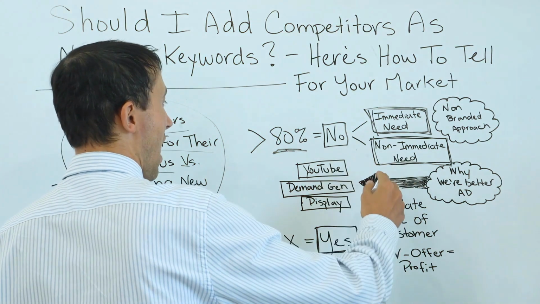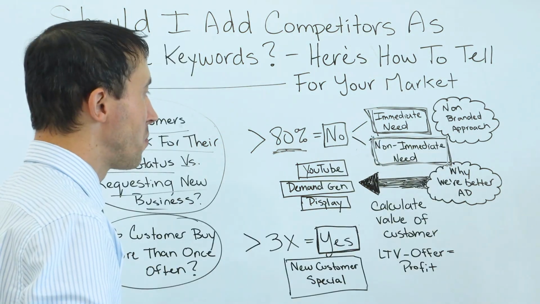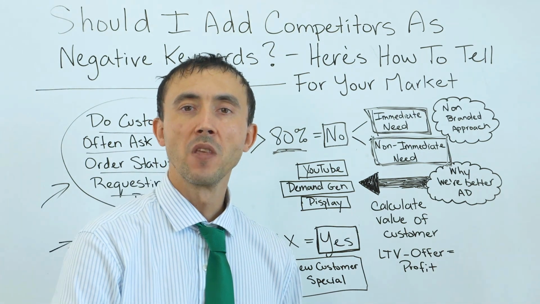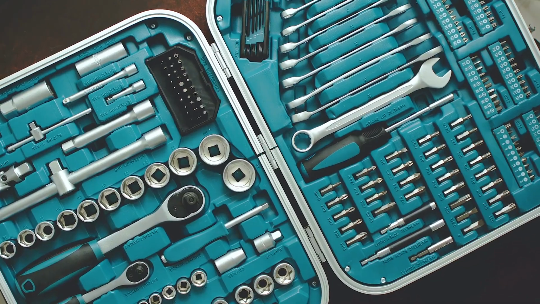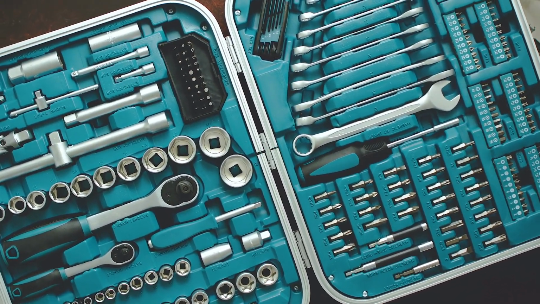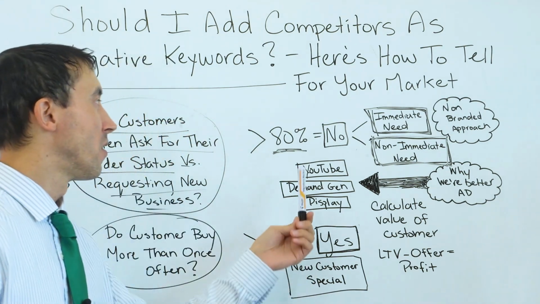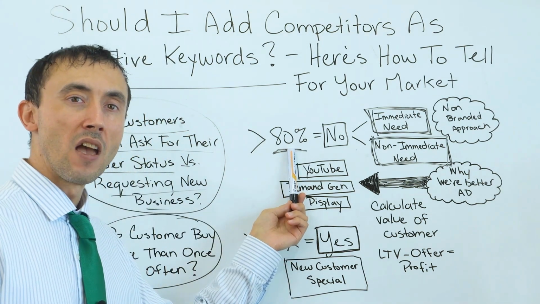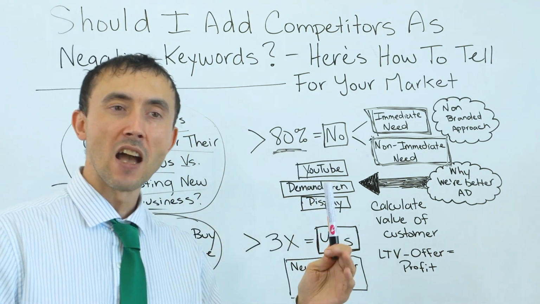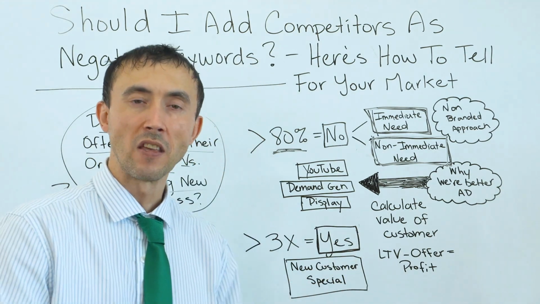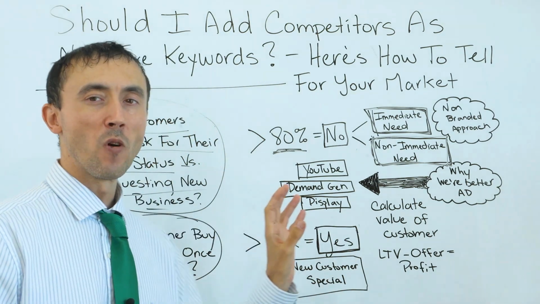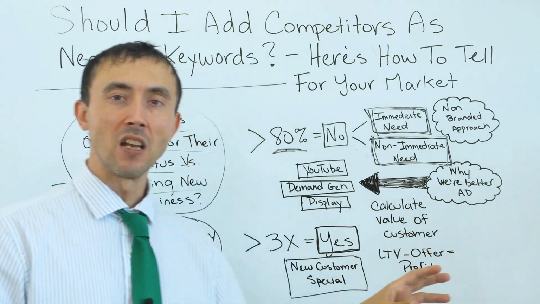So there's that. And then you have the non-immediate need. This is mainly why when we're talking about e-commerce. So if we sell a toolbox, okay, and we want our ads to show up when people are searching for our competitors' toolboxes, because we've identified that most of the traffic is not going to be calling about an order status or something like that, so we'll go after that traffic. Therefore, we do not add that competitor name as a negative keyword.